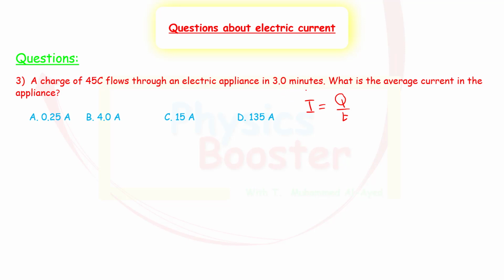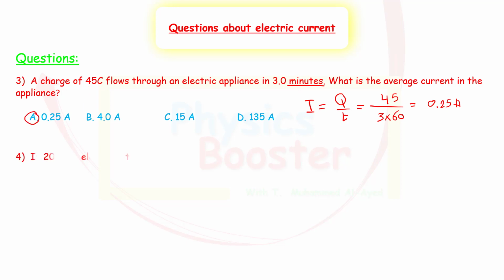The time is in minutes. Remember, we said that time must be in seconds and the charge must be in coulombs. So we will have to transform 3 minutes into seconds. So the answer will be 45 coulombs divided by 3 multiplied by 60, because 1 minute is equal to 60 seconds. And this will give us the answer 0.25 amperes. And we can see that it is choice A.